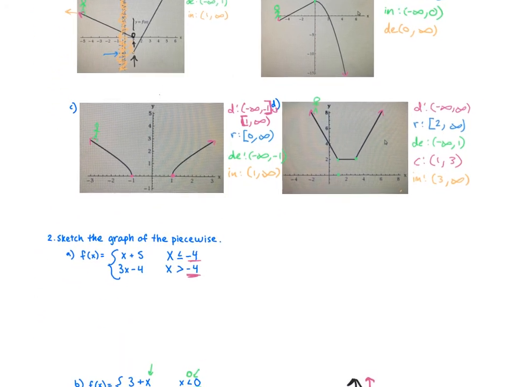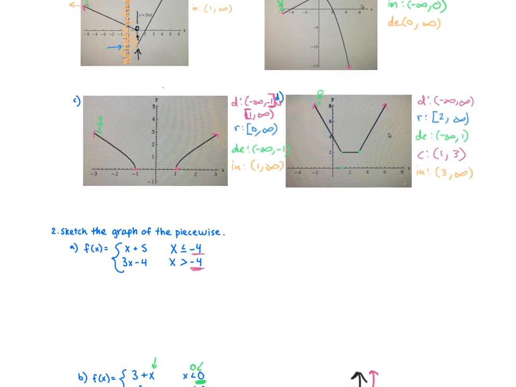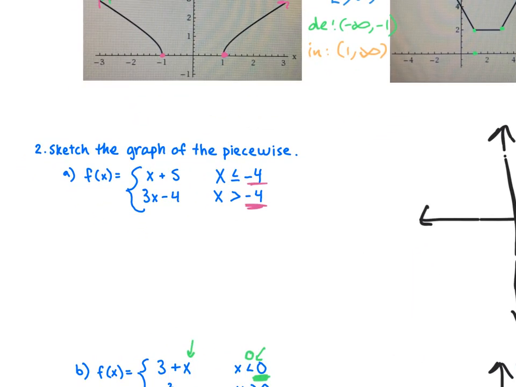Number 2, sketch the graph of the piecewise. So we're going to start with our graph. We always begin by plugging in our parameters here. So we're going to plug in -4 into our first function. So this would be -4 plus 5, which is 1. So when x is -4, y is 1.